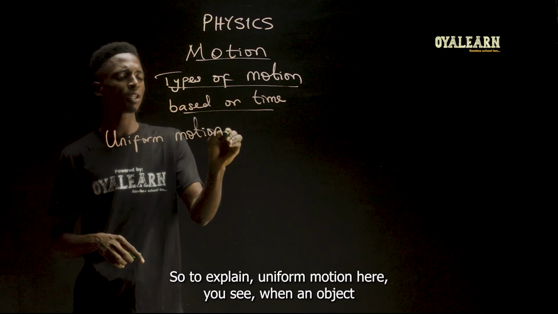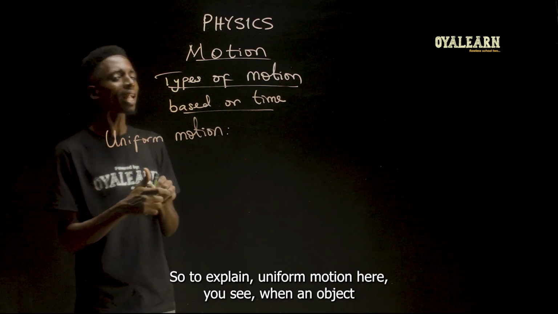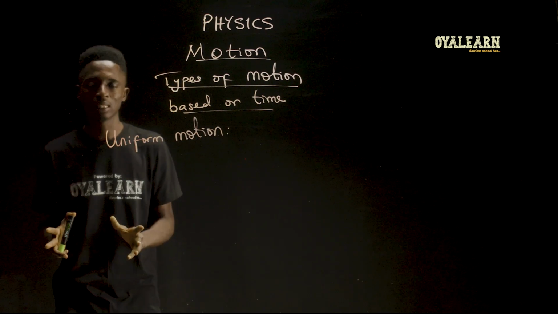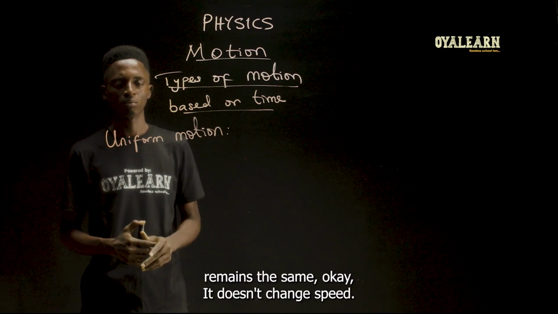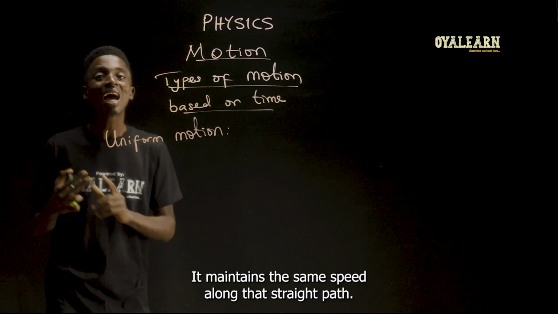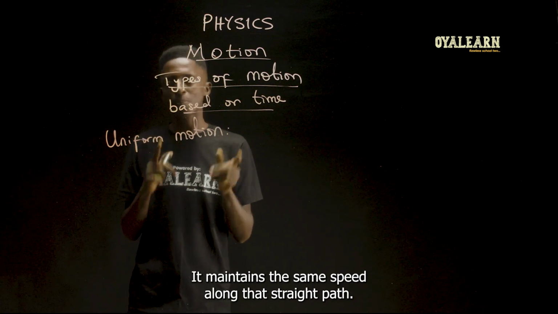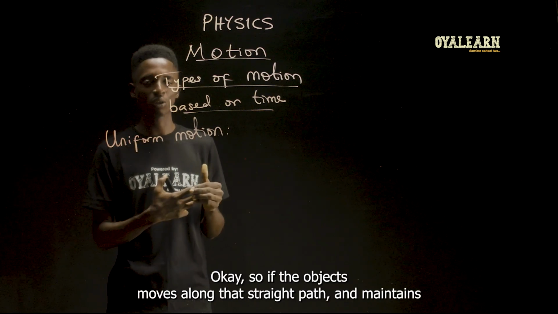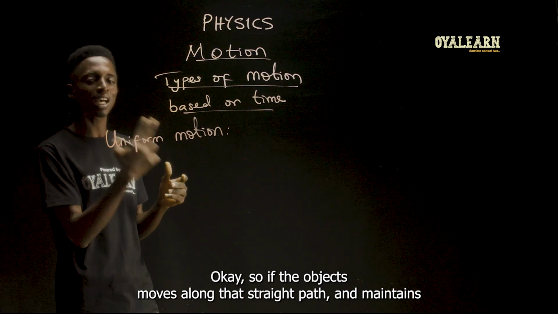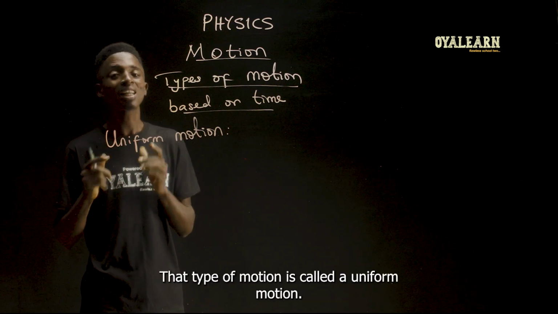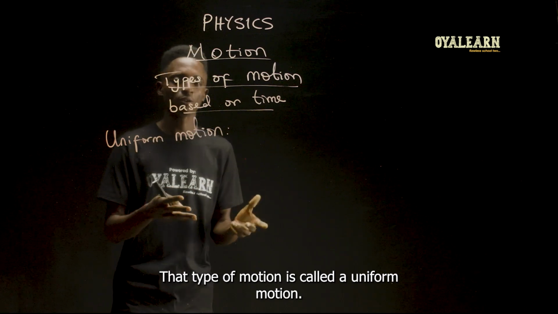To explain uniform motion, you see, when an object is moving along a path in such a way that the speed remains the same, it doesn't change speed, it maintains the same speed along that straight path. Now, this is possible when the object is moving along a straight path. So if the object moves along that straight path and maintains the same speed throughout the motion, that type of motion is called a uniform motion.